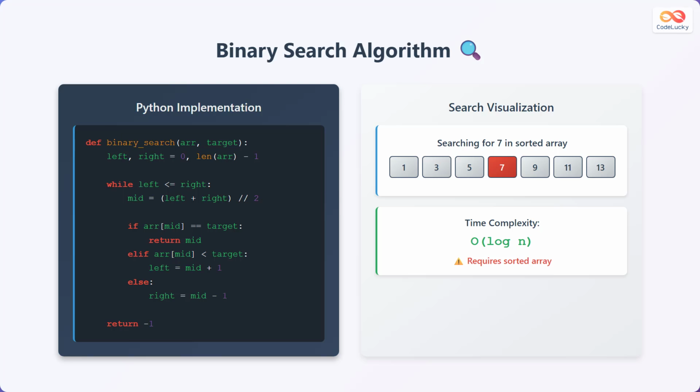If the middle element equals the target, return the index. If the middle element is less than the target, search the right half by setting left to mid + 1. Otherwise, search the left half by setting right to mid - 1. Continue until the target is found or left exceeds right. Binary search has O of log n time complexity, making it extremely fast even for large datasets. The key requirement is that the input array must be sorted. This algorithm demonstrates the power of divide and conquer strategies in achieving logarithmic time complexity.